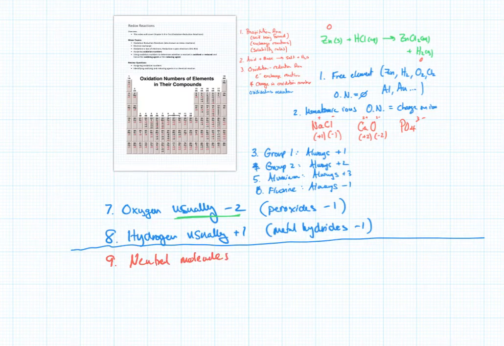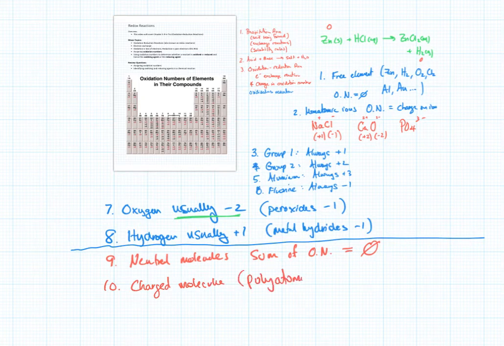For neutral molecules, the sum of the oxidation numbers has to equal 0. If you add all the oxidation numbers in a neutral molecule, the sum of them is going to equal 0. And for number 10, if we have a charged molecule, also known as a polyatomic ion, the sum of the oxidation numbers is equal to the charge on the ion.